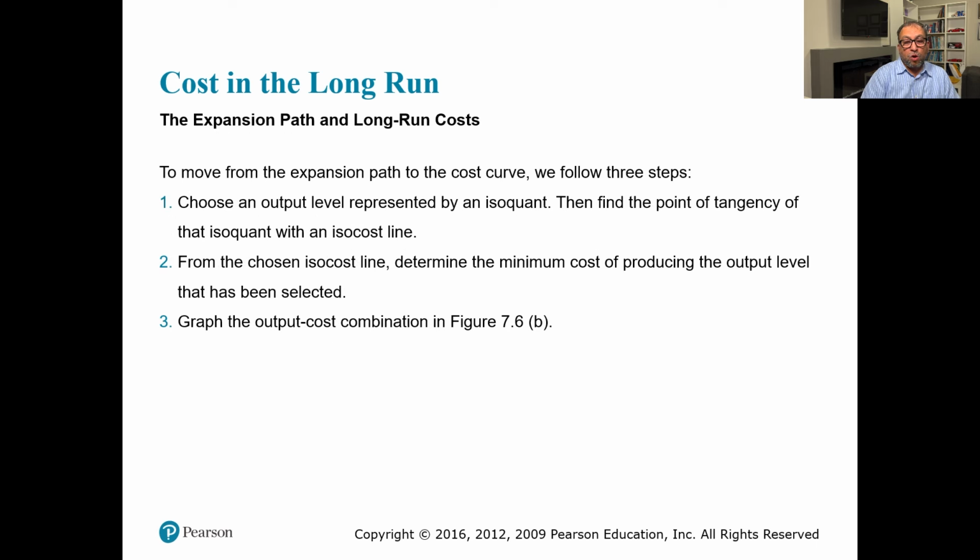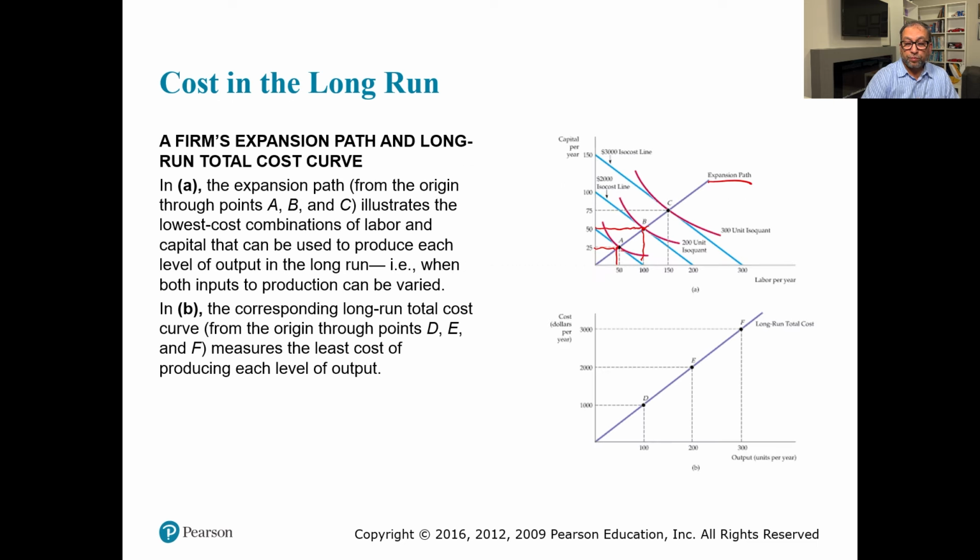So, expansion path and long run cost. To move from the expansion path to the cost curve, we follow three steps. Choose an output level represented by an isoquant, then find the point of tangency of the isoquant with an isocost line. From the chosen isocost line, determine the minimum cost of producing the output level that has been selected, and graph it. We can see here this is our expansion path, and as expansion path means that you are increasing your capacity, so that's a long run total cost curve. We get it. So the firm's expansion path and long run total cost curve.